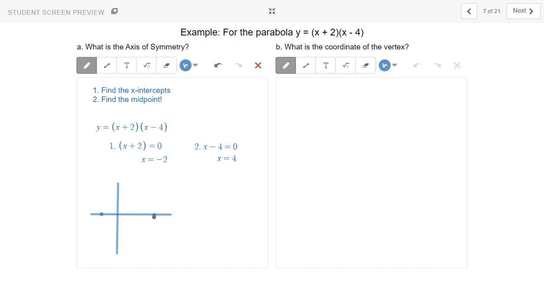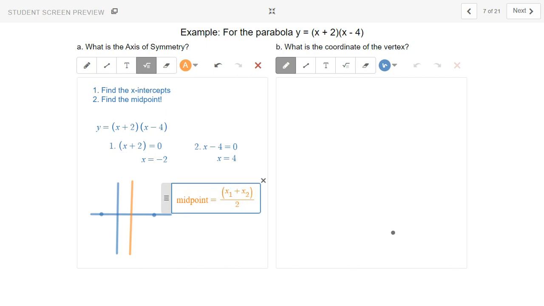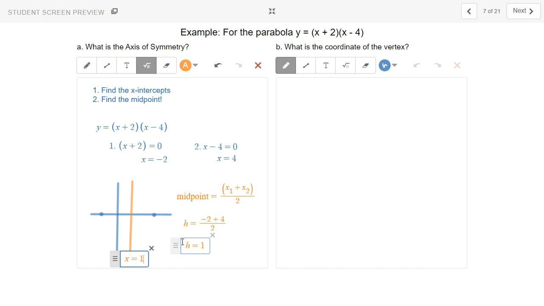Since we know that it's an equal distance from the x-intercept to the axis of symmetry, we're going to find the midpoint. So we're going to find the midpoint by adding these two values and dividing by 2. Right, so let's substitute it in. h is equal to negative 2 plus 4 divided by 2. h is equal to 1. So our axis of symmetry, we have x is equal to 1.